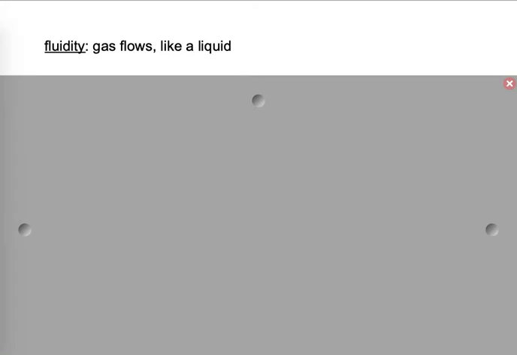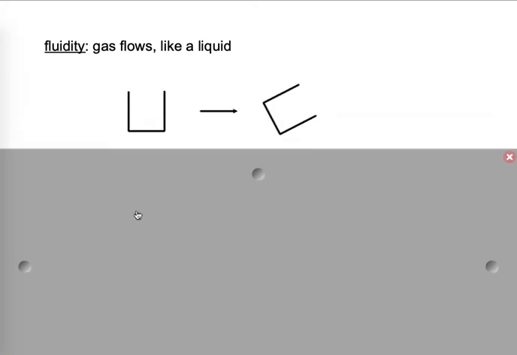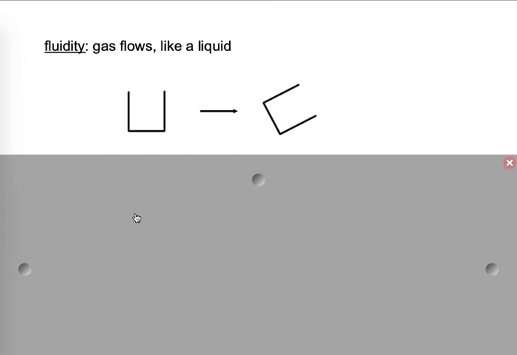Fluidity. Gases can flow like liquids. I couldn't find a good picture of this online, so I'm going to have to use my bad art to draw it. But if I have a container that contains a gas, and in this case, because the gas remains in the container, it must be denser than air. If I tip it over, what you actually observe is that the gas particles will actually flow out of the container like a liquid. And I have a very, very cool demonstration that I'll show you in class.